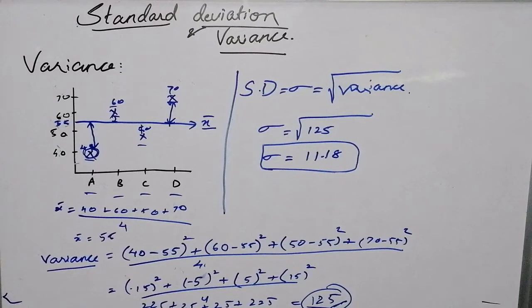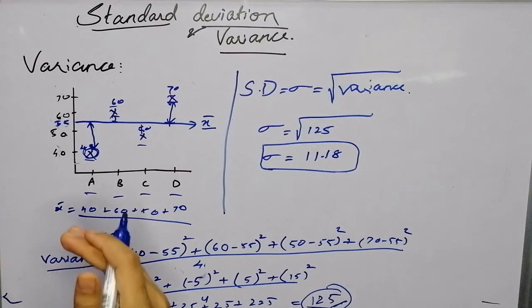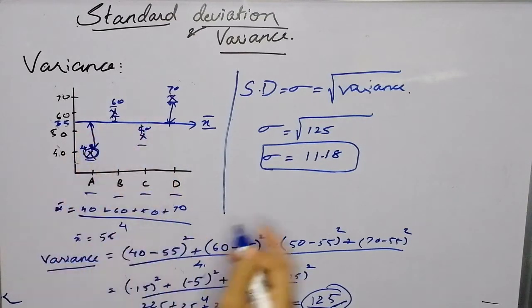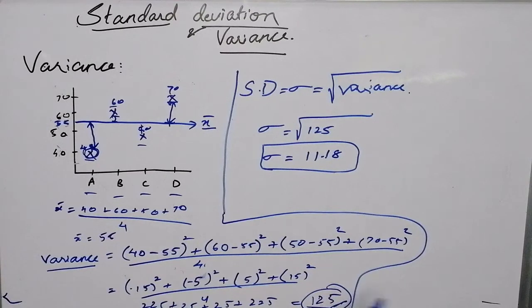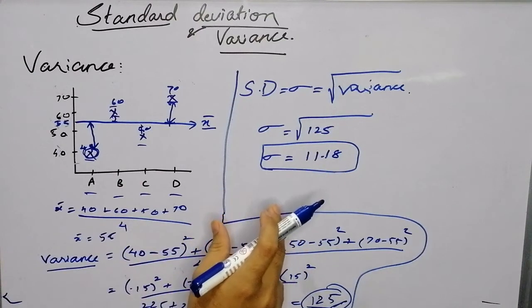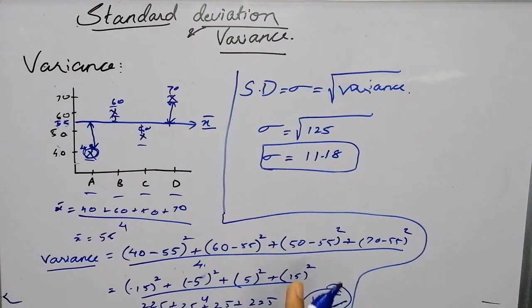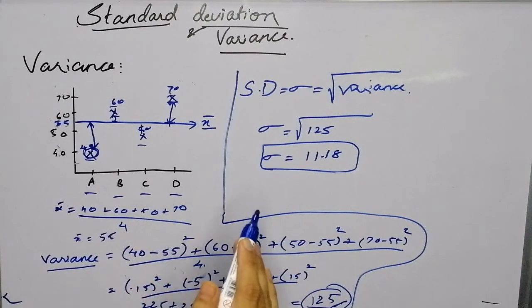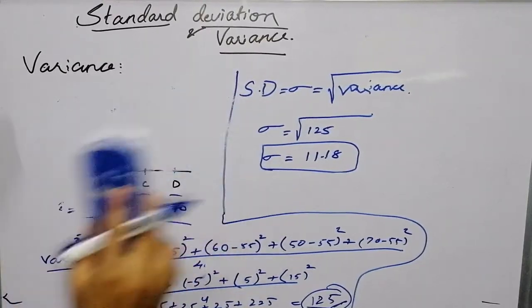Now, what is the use of standard deviation? Why are we calculating the standard deviation? The very first thing is to know how the values are spread out, to know how close the values are to the mean. Basically, understand that a low standard deviation indicates that the values are closer to the mean, whereas a high standard deviation indicates that the values are far away from the mean.